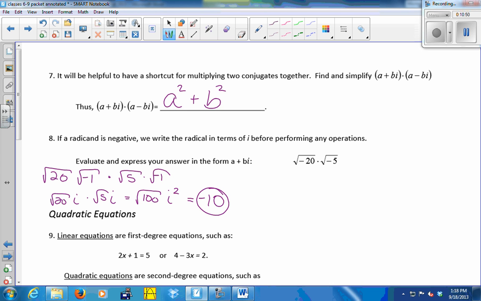Now, if I had not taken the negatives out first, you might think that you could do this: radical of negative 20 times negative 5. The rules of radicals say that you can multiply what's under the radical, so I would do negative 20 times negative 5, which is 100, and radical 100 is positive 10. But that's different from radical 20 times radical 5 with the i's. When you're dealing with i's, you want to pull them out before you do any arithmetic. So this is not how you do it. Pull out the i's first.